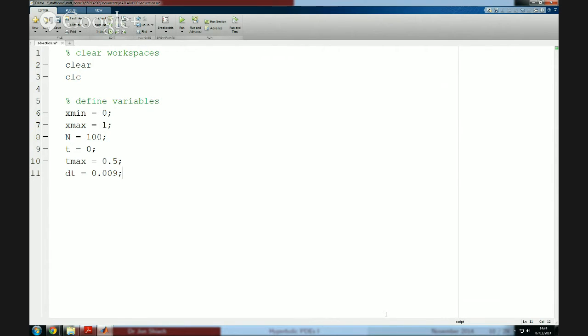You're happy you know where these come from. These are just what we're selecting. Okay, so the first thing I'm going to do is discretize the domain. So what's my delta x going to be? Okay. So if I've got an x domain going from 0 to 1, and I've got n equals 100, what's my delta x?